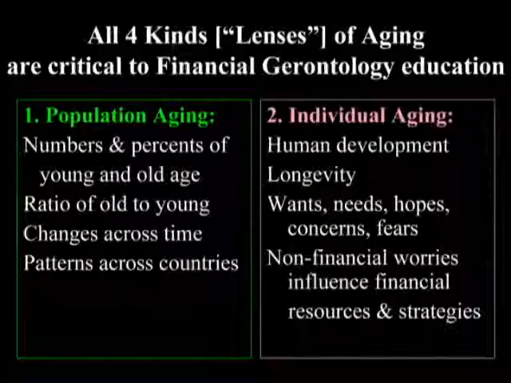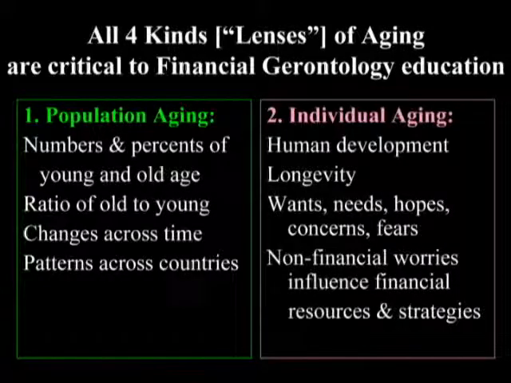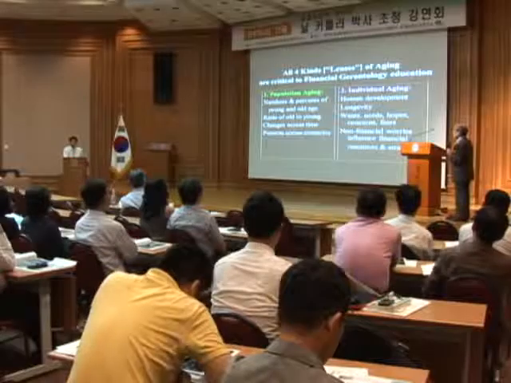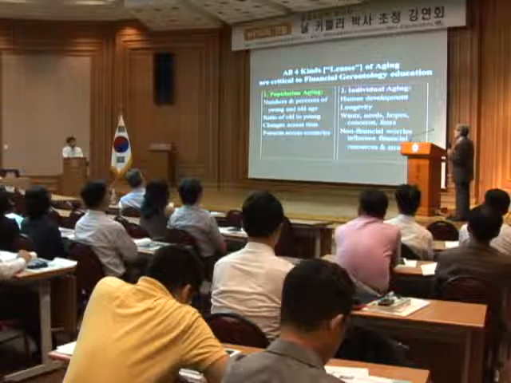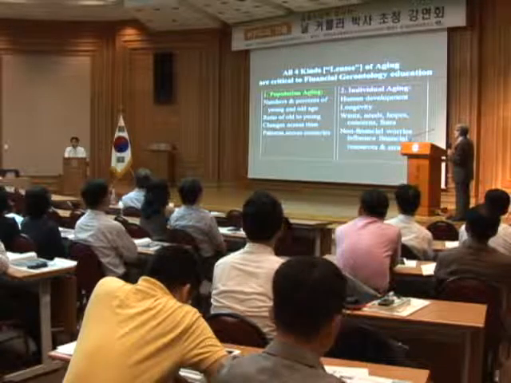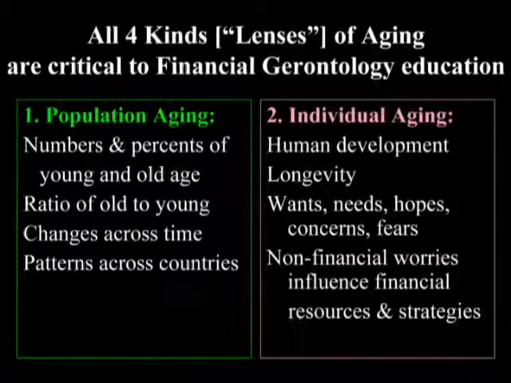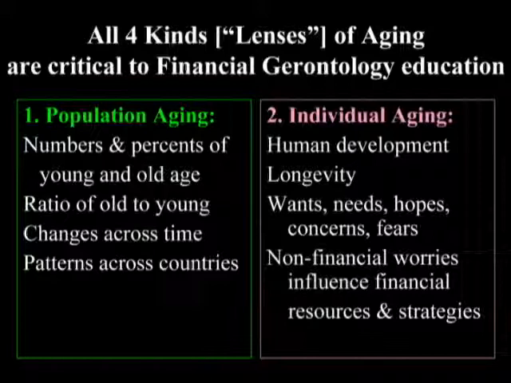The first is population aging, the one that's in green. The kinds of things we look at in population aging are numbers and percent of young and old people. We look at the ratio of old to young. We look, of course, at changes and patterns across time. And sometimes the most interesting is looking at patterns across different countries, and we'll do a little bit of that tonight.